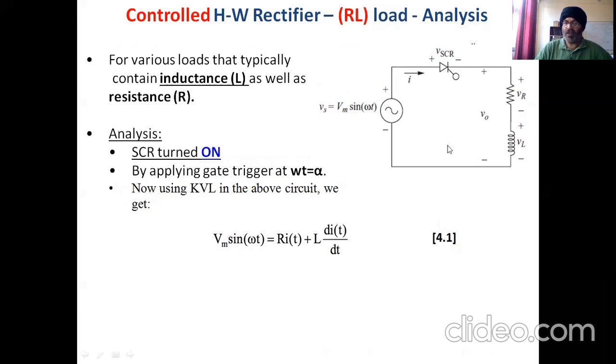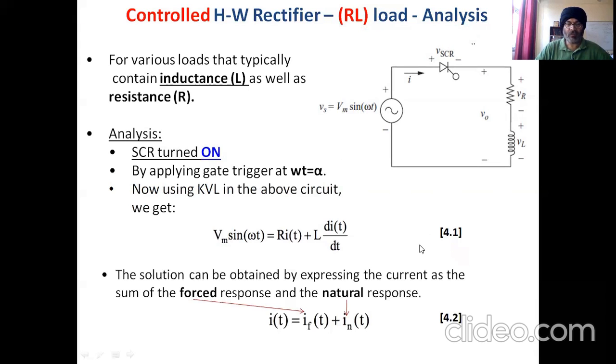Now using KVL, assuming this thyristor is turned on at angle alpha, what is the KVL? This voltage is equal to the voltage drop here and here. You can see in 4.1: voltage source equals voltage drop in resistance plus voltage drop in inductance. But due to the presence of inductance, this equation cannot be solved straightforwardly.